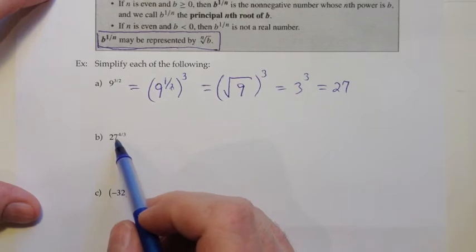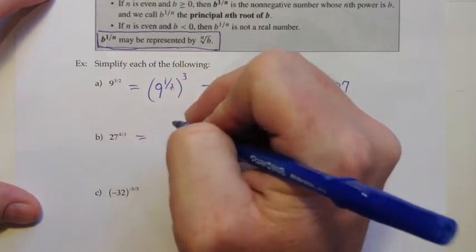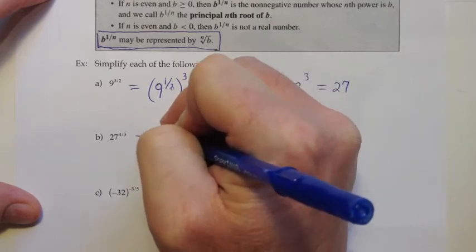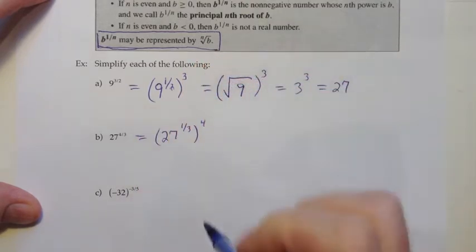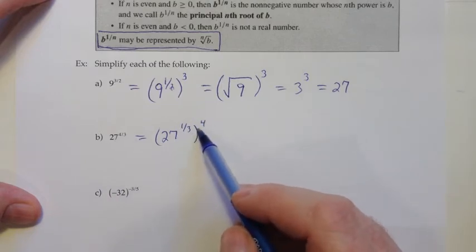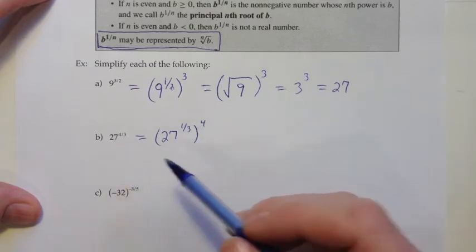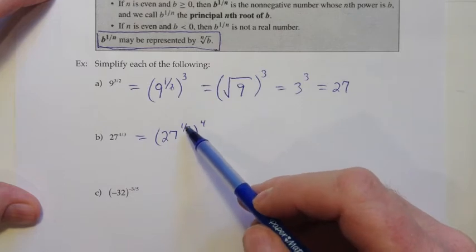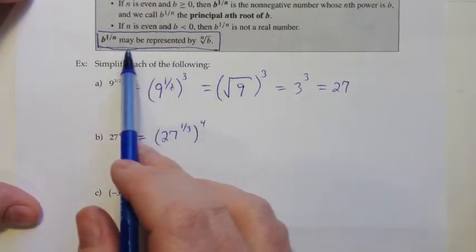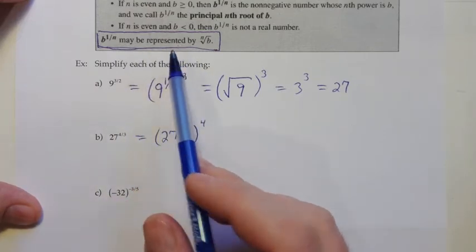Let's look at another one. Same idea, 27 to the 4 thirds. I'm going to say that's 27 to the 1/3 raised to the 4th power. So separating the numerator and denominator off. Again, power to a power, you'd multiply these and it would be back to that 4 thirds again. But I want to look at the denominator part with a 1 over, so I can think of it as an nth root according to this part up here.